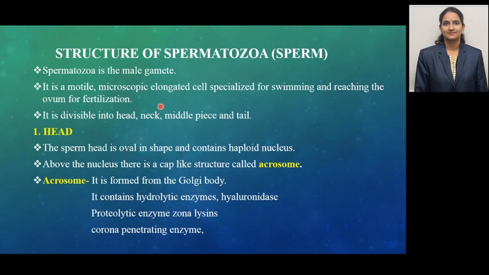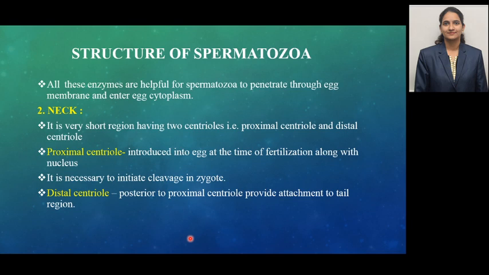Now, acrosome contains hydrolytic enzymes: hyaluronidase, proteolytic enzyme zona lysin, and corona penetrating enzyme. Zona and corona are the coverings of the ovum. We are going to see in detail in the ovum structure. The proteolytic enzyme causes the lysis of the zona layer, and the corona penetrating enzyme penetrates the corona. All these enzymes are helpful for spermatozoa to penetrate through the egg membrane and enter the egg cytoplasm.